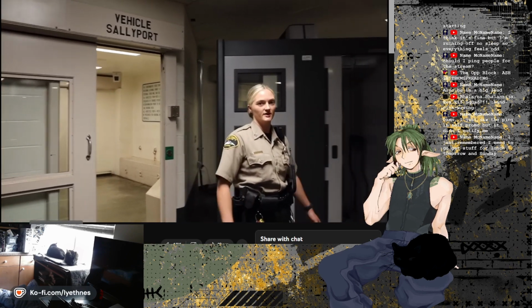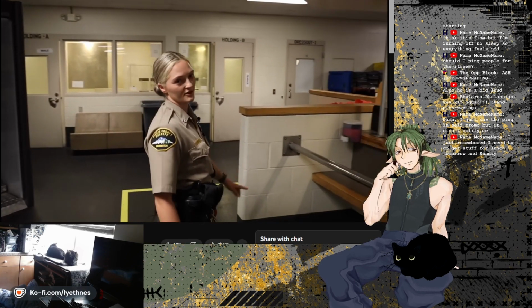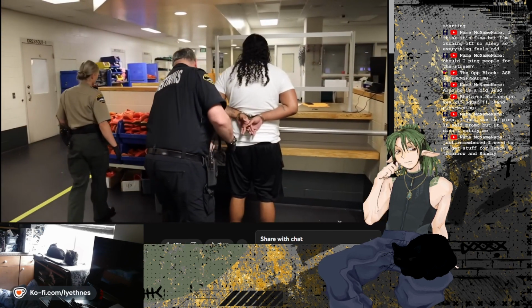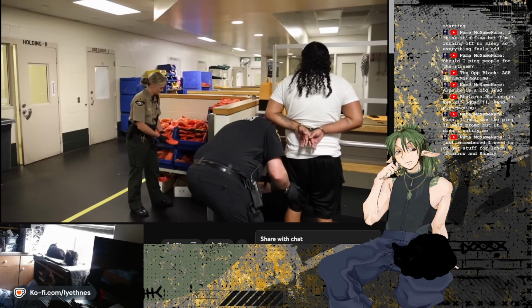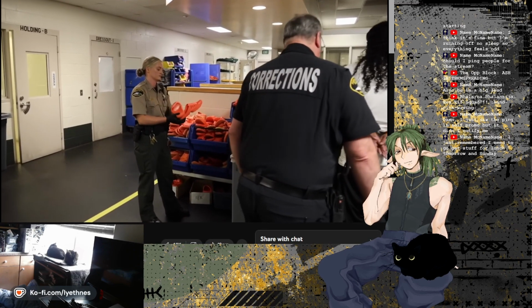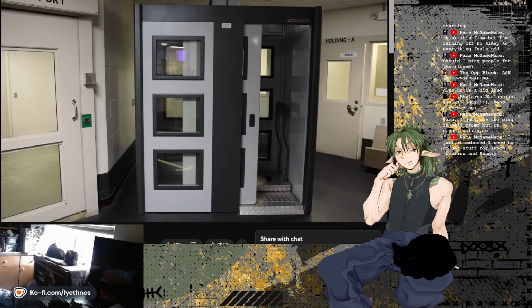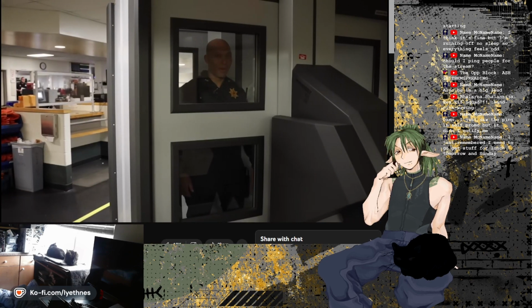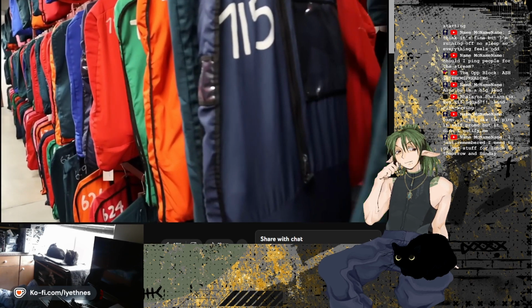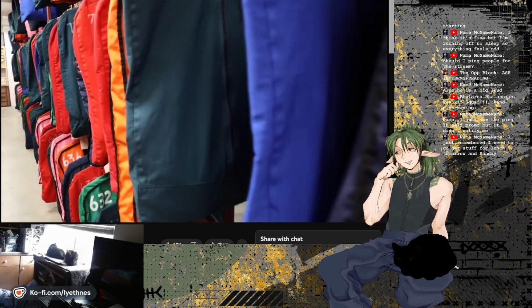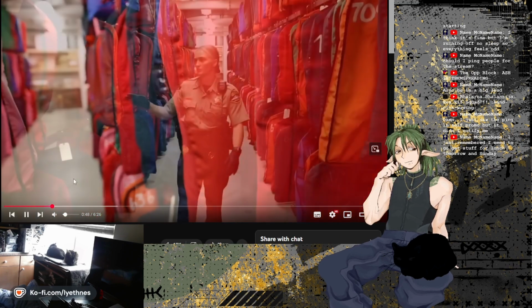So individuals are brought in up to this booking bar right here, where they're given an additional pat-down search. They begin taking off all their property and handing it over to the corrections deputies to be placed in the property bag, as well as put in the body scanner to get scanned for any drugs or weapons. I found it interesting that all their property is placed in a property bag.